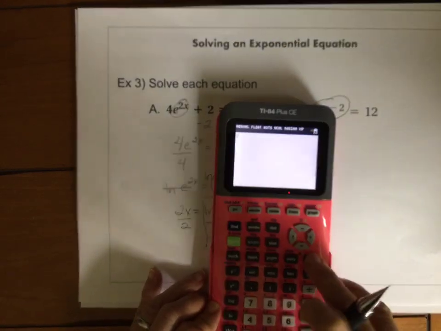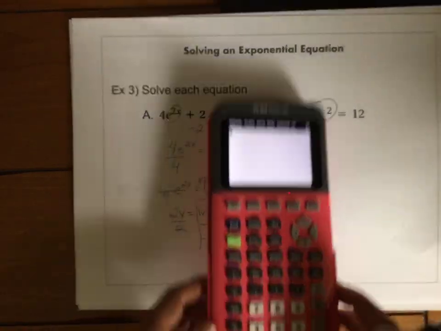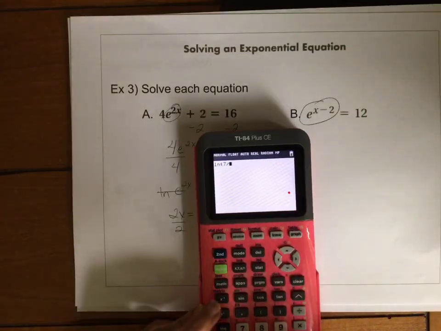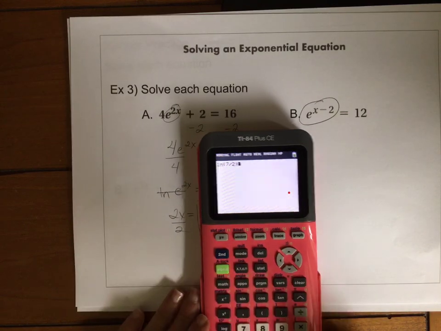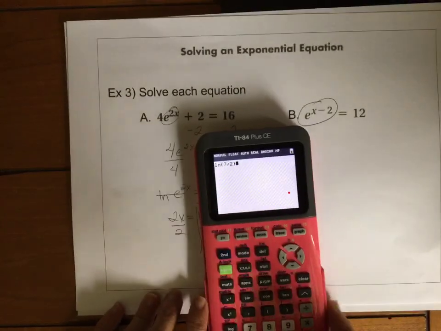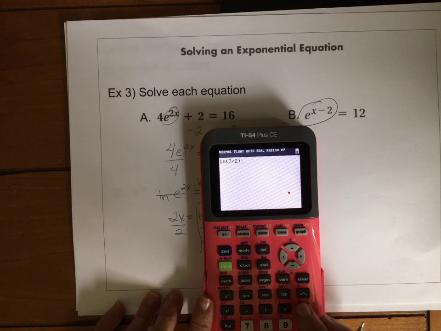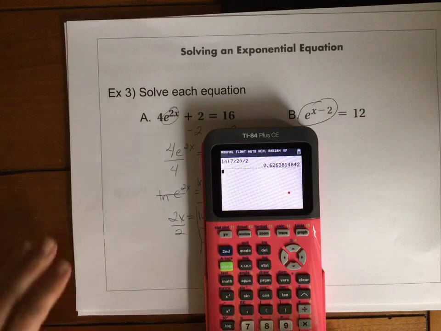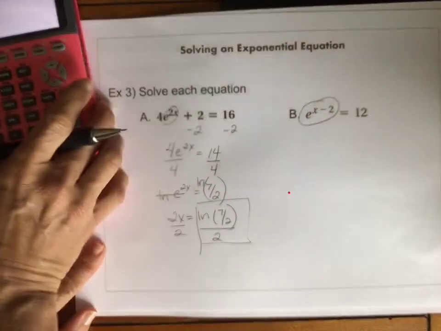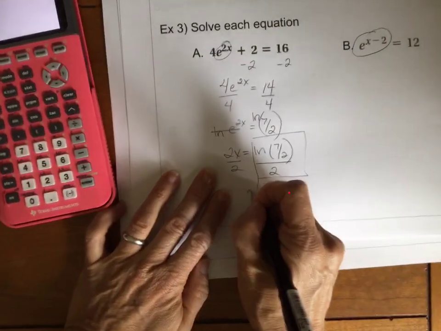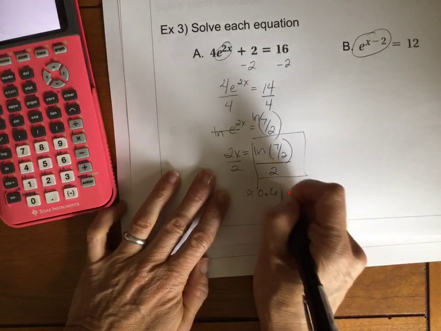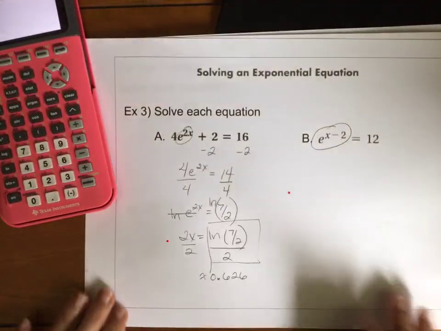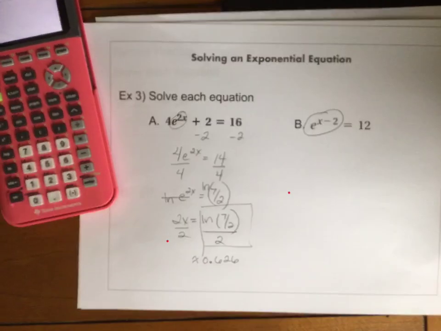clear my screen so you guys can see better. I'm going to use my natural log button, and I'm going to have 7 divided by 2 in that parentheses. And then all of that, once I have that parentheses, I can just divide again by 2. And that gives me about 0.626. So this is approximately equal to 0.626. All right, let me zoom out a little bit so you guys can see the whole problem.